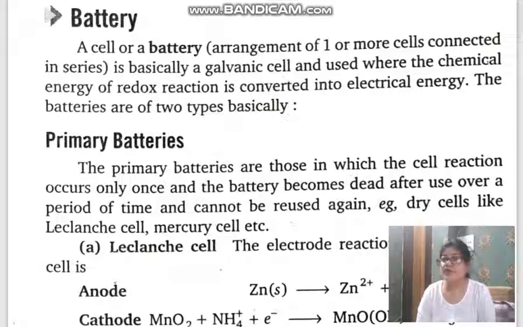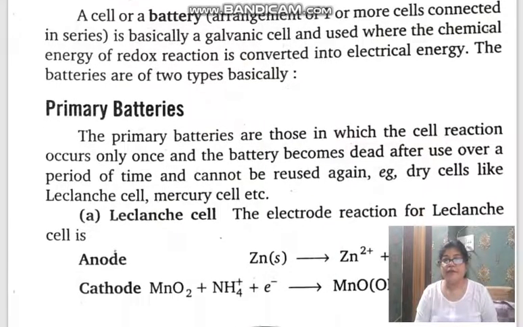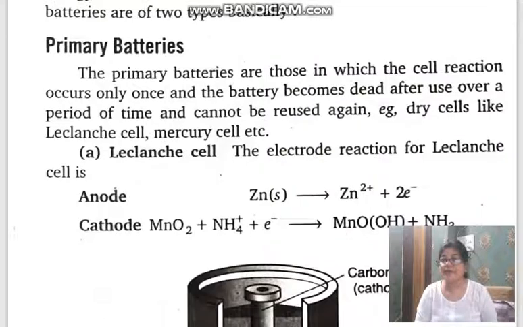So when we connect two or more cells in series, then it is a battery. And a battery is generally used in a galvanic cell where the chemical energy of a redox reaction is converted into electrical energy. That means in the battery, the chemicals which are present in cells convert chemical energy into electrical energy. Now generally batteries are of two types, primary battery and secondary battery.